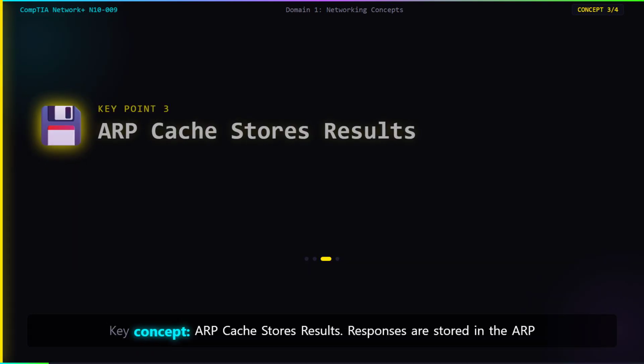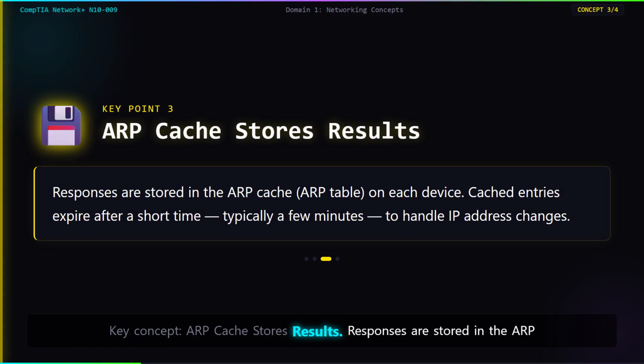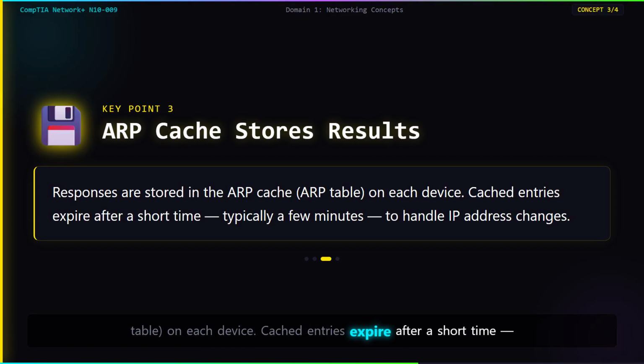Key concept, ARP cache stores results. Responses are stored in the ARP cache, the ARP table on each device. Cached entries expire after a short time, typically a few minutes, to handle IP address changes.